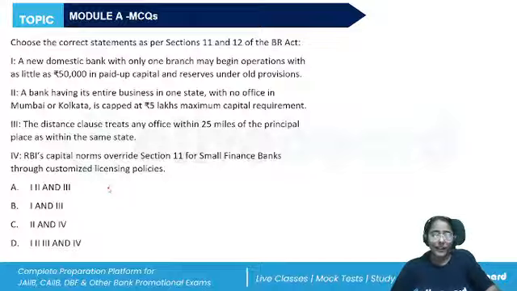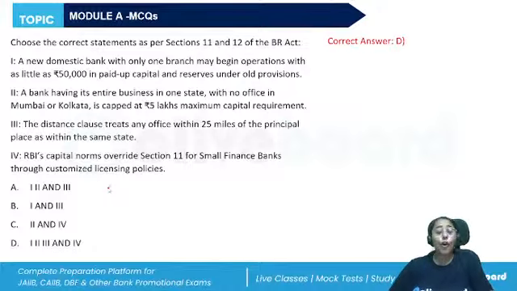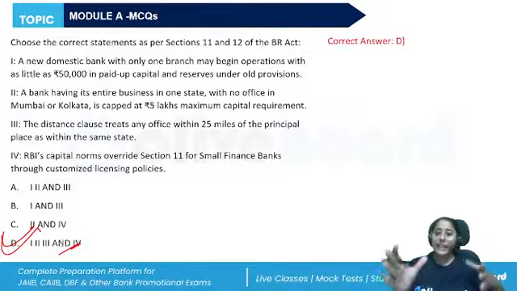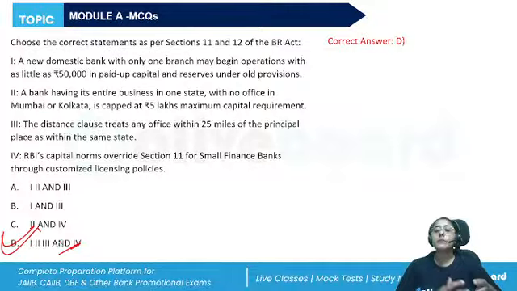No, do not get confused. The correct answer is D. Yes, all the statements are correct. So when we are talking about section 11 and 12, section 11 provides for the minimum requirements as to the paid up capital and the reserves of the banking company. The banking company, if they want to commence the banking business, they have to comply with these requirements, right?